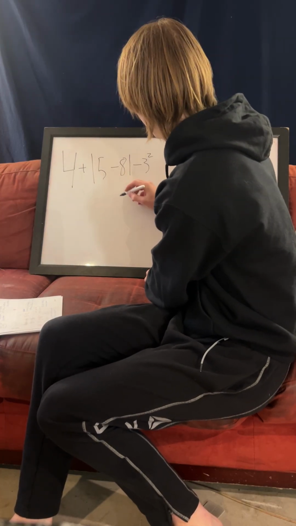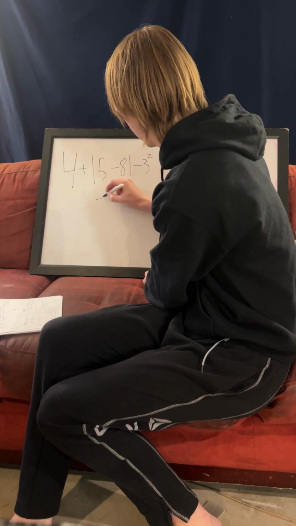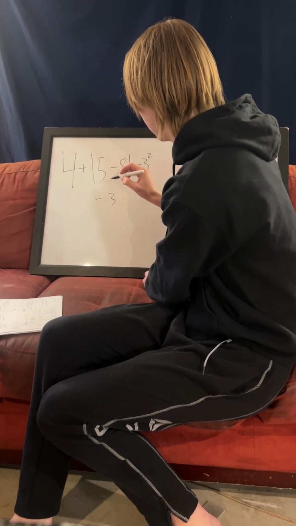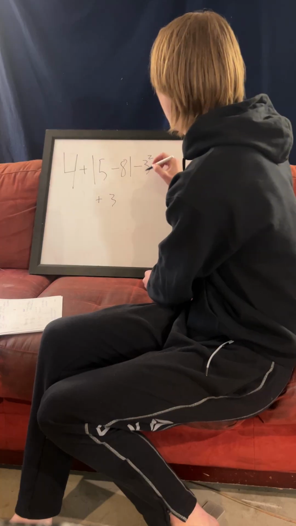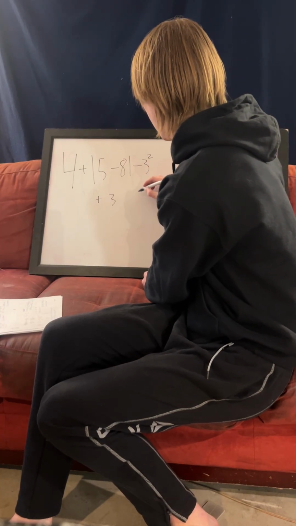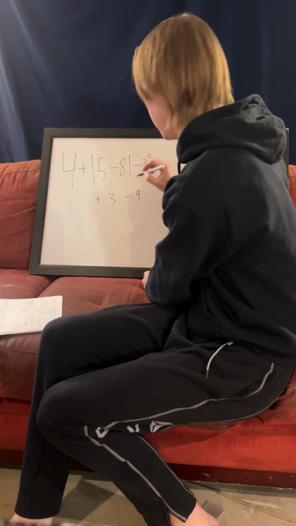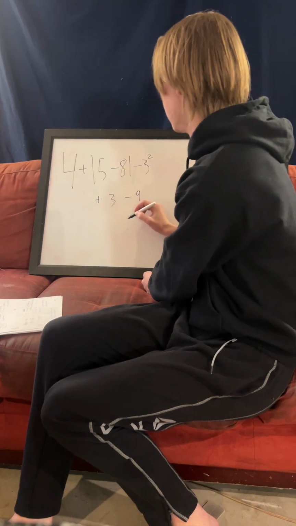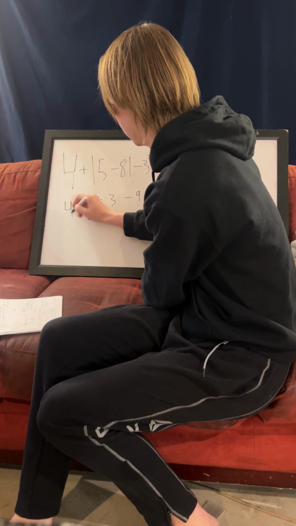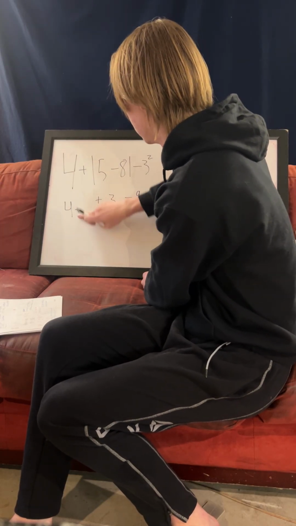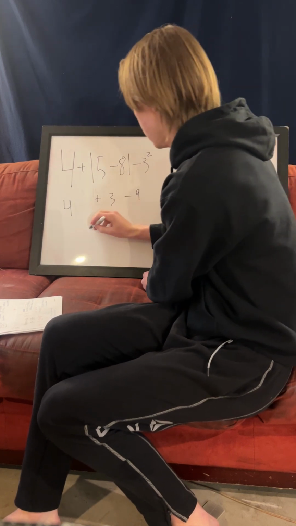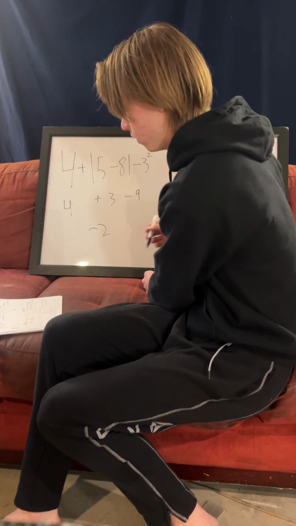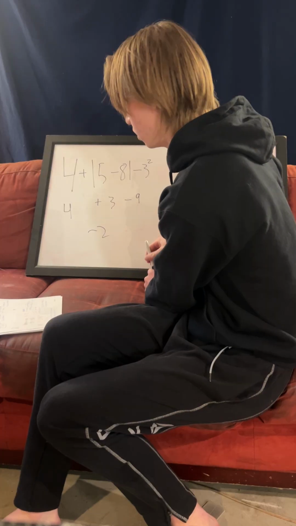PEMDAS. 5 minus 8 is negative 3, but absolute value, so it's positive 3. Next one, 3 squared is 9, but it's negative, and there's no parentheses, so you keep it negative, and then 4 plus. That plus was already there. 4 plus 3 is 7, minus 9, negative 2. That's what I have here. I got full points for it. We're locked in.